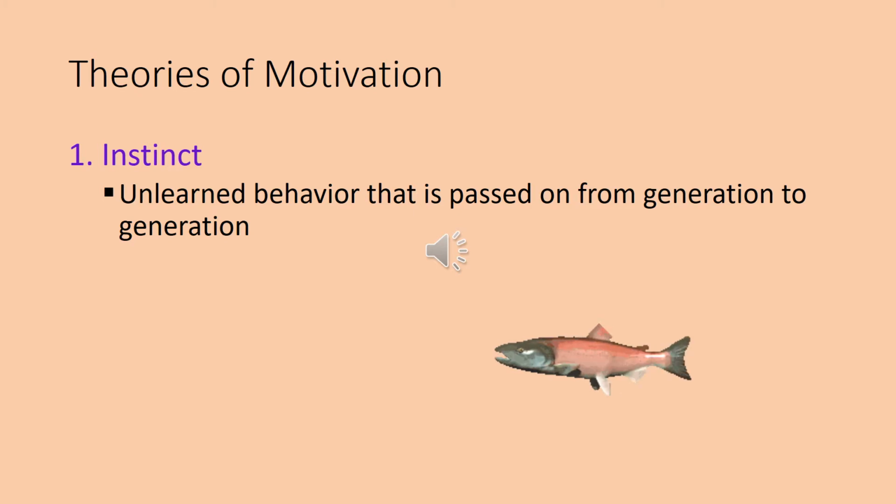The first theory of motivation is a biological theory. This is called the instinct theory. According to this theory, many of our behaviors are reflexes or instincts, or unlearned behavior that is just passed on in our genes. For example, salmon swim upstream to spawn. That's not something that they observe or are taught. That's just instinctual. So many animal behaviors are instinctual.